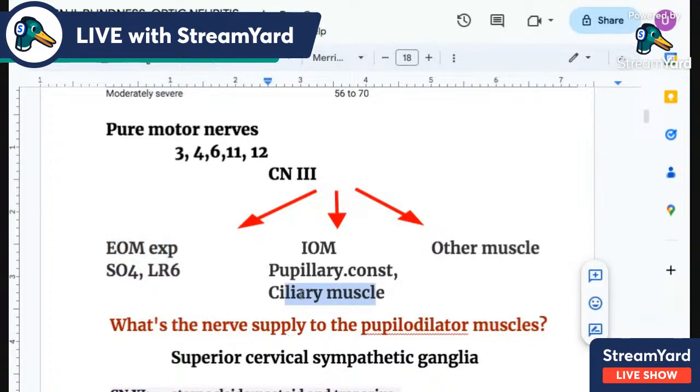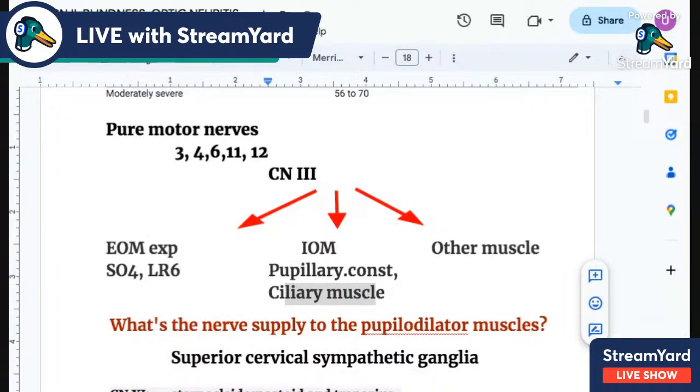So what happens when ciliary muscle contracts? When ciliary muscle contracts, it relaxes the suspensory ligament of the lens. So the lens becomes more convex to converge light. So that's a ciliary muscle there. So it supplies the intraocular and the extraocular muscles.